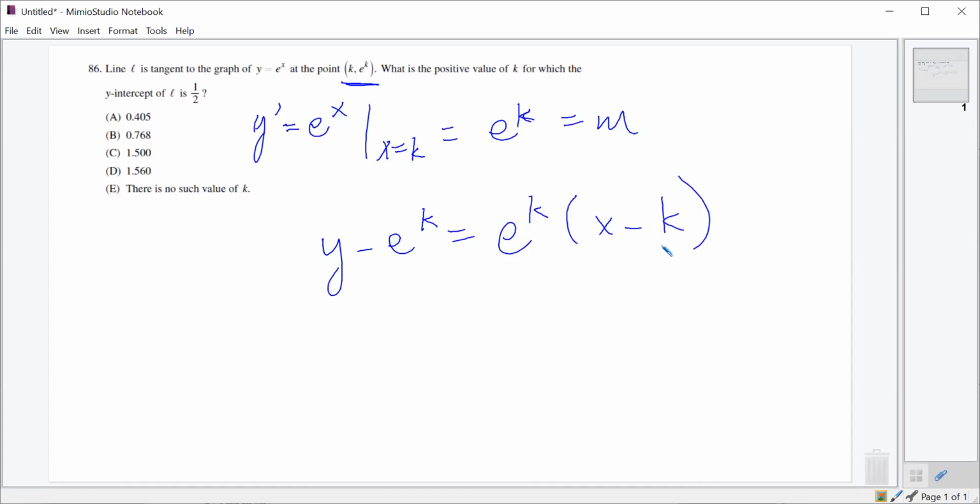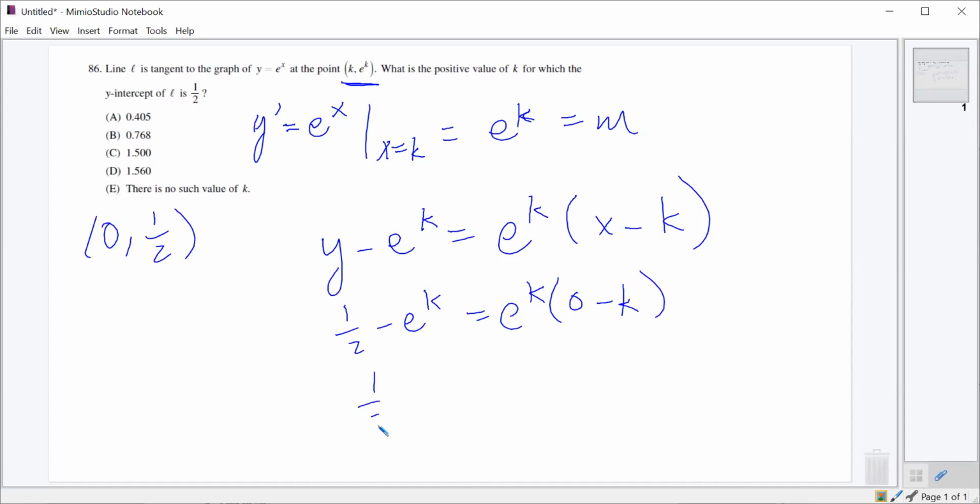We want the y-intercept of this to be 1/2. Well, the y-intercept is 0, 1/2, right? So that means that when x is 0, y needs to be 1/2. So 1/2 minus e to the k equals e to the k times 0 minus k. Or, you know, 1/2 minus e to the k equals negative k e to the k. And so all you would do then here with this is you would graph each of these equations.